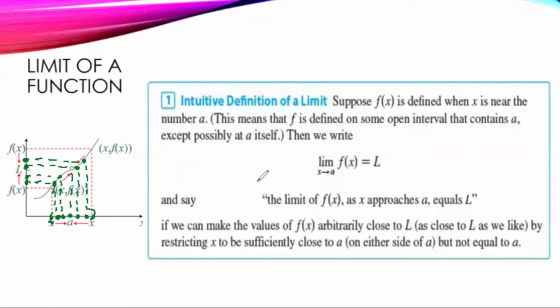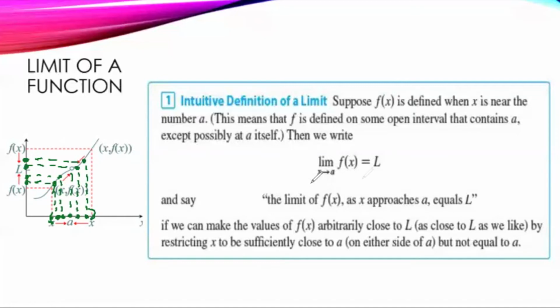So what have you noticed? Letting the value of x from the left of A approach that value of A, and also from the right, the y values also approach a certain value, and that is what we call L. Then that value L is what we call the limit of the given function. We write that in mathematical symbol as the limit of f of x as x approaches A is equal to L. That is the geometric interpretation of limit.